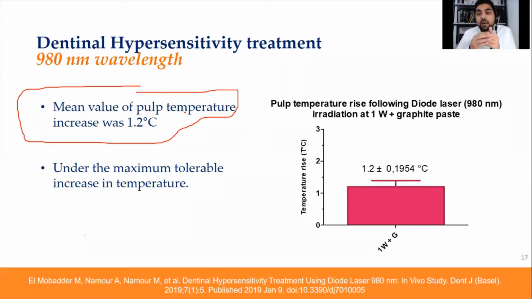And here I'm talking about the mean value because we will do this protocol like 15 times to be sure. And the mean value was 1.2. This is smaller than 3 degrees Celsius. So we can say that this protocol is safe according to the scanning electron microscopy. We saw that this protocol can be efficient, and according to this pulp temperature increase study, we can say that this protocol is safe on the pulp.